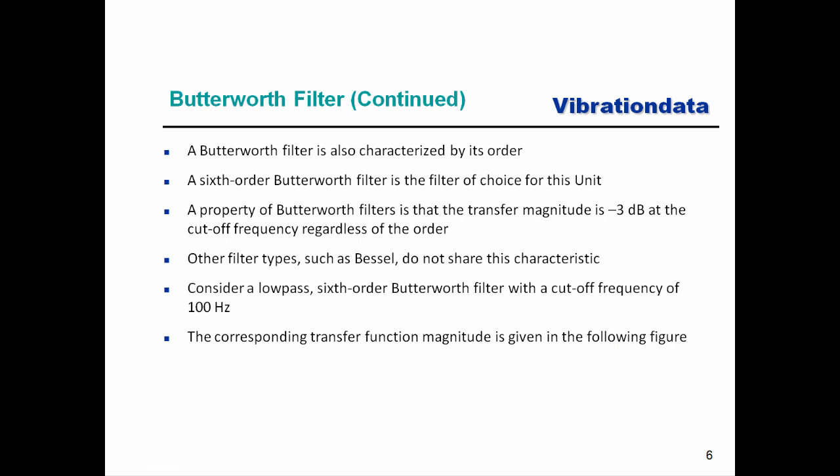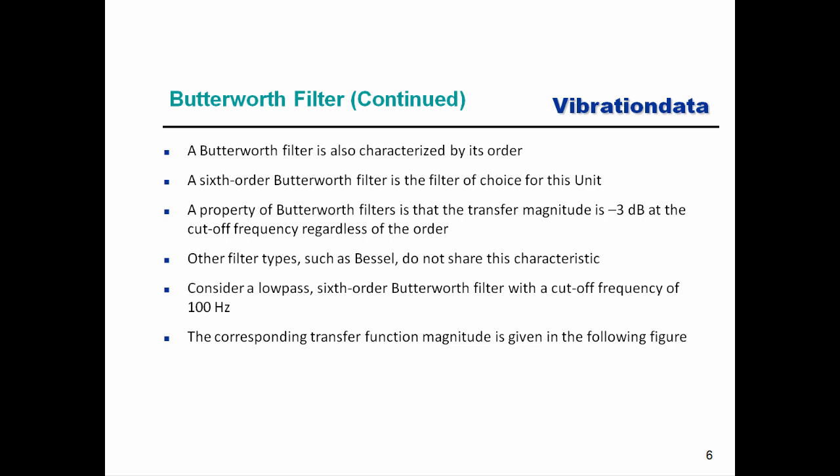Now, a Butterworth filter is also characterized by its order. And a 6-order Butterworth filter is the filter that we're going to be using in this webinar unit. It's a good all-around general purpose filter. One of the properties of these Butterworth filters is that the transfer magnitude is minus 3 dB at the cutoff frequency regardless of the order. But other types of filters such as Bessel do not share this characteristic. And we'll look at some transfer functions for Butterworth filters in an upcoming slide, or slides I should say.